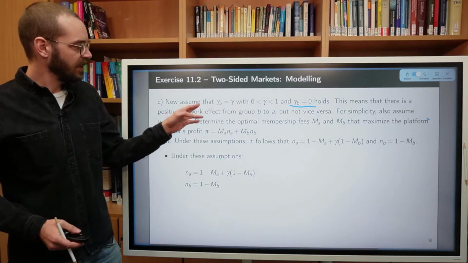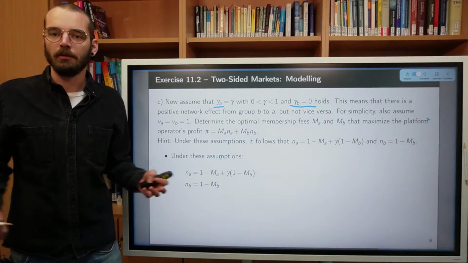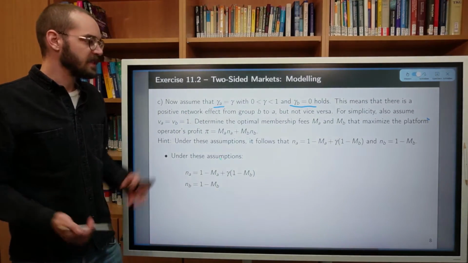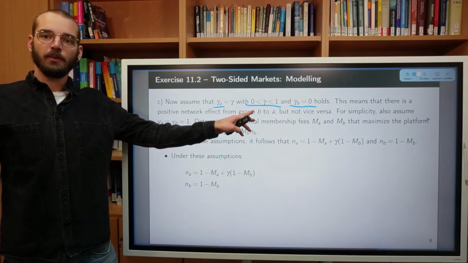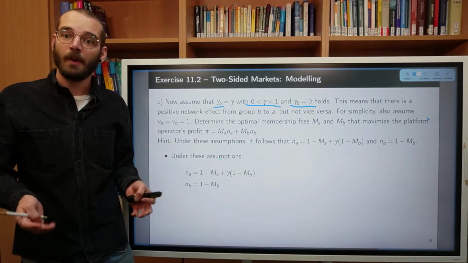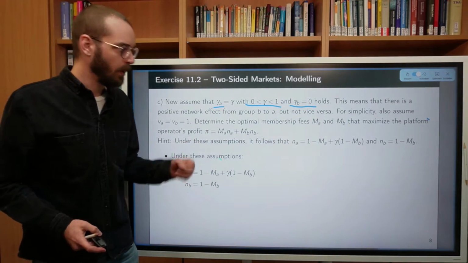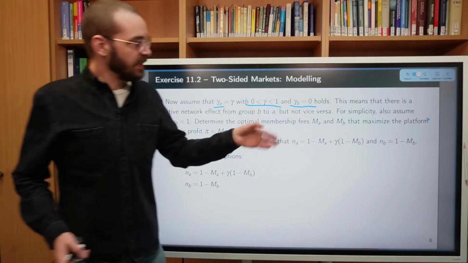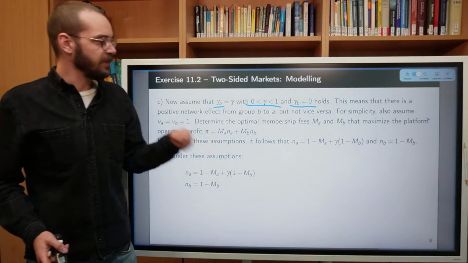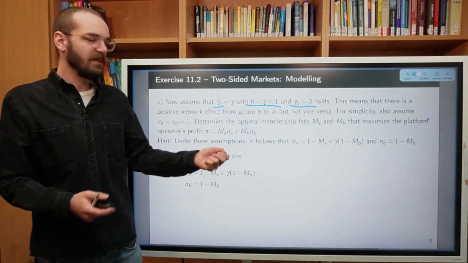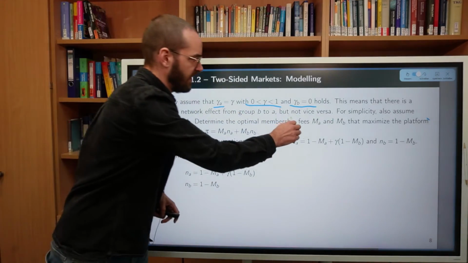If we do this, then of course we no longer need to denote this gamma A, because it's the only gamma in the model. So gamma A becomes simply gamma. And we will say that gamma is in this interval where the model keeps its desired properties. So the spillover parameter is somewhere between 0 and 1. This means that there is a positive network effect from group B to group A, but no external effect from group A to group B, and not vice versa.